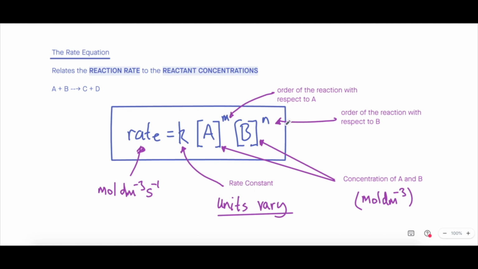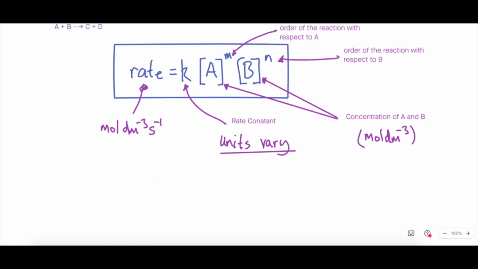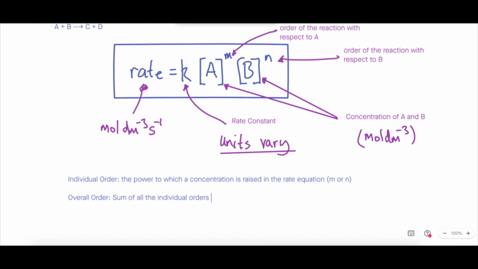So our m and our n are known as individual orders, and the definition for that is the power to which a concentration is raised in the rate equation, so that will be m or n. You also have the overall order, which is basically both m and n added together, so it's the orders of everything added together in the reaction. So the sum of all the individual orders, or in this case m plus n.